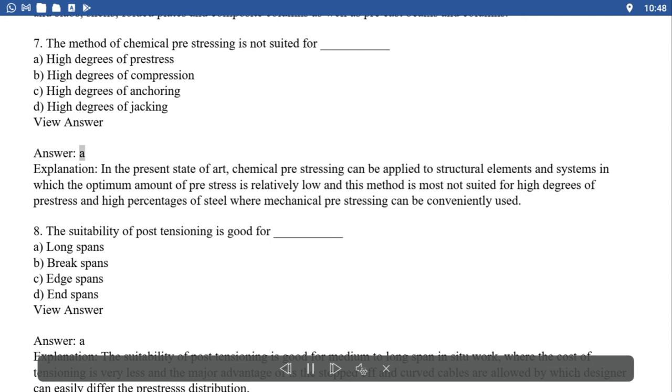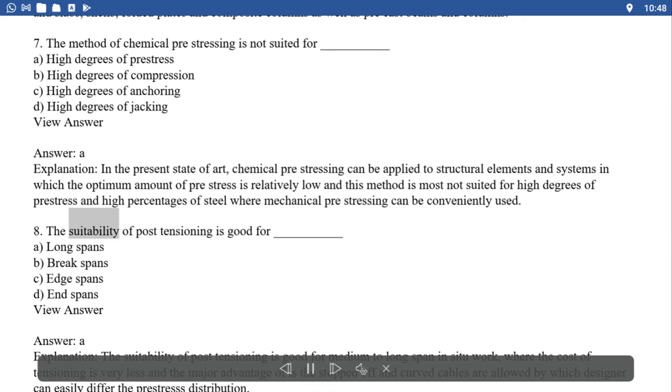Answer A. Explanation. In the present state of art, chemical pre-stressing can be applied to structural elements and systems in which the optimum amount of pre-stress is relatively low, and this method is not suited for high degrees of pre-stress and high percentages of steel where mechanical pre-stressing can be conveniently used.